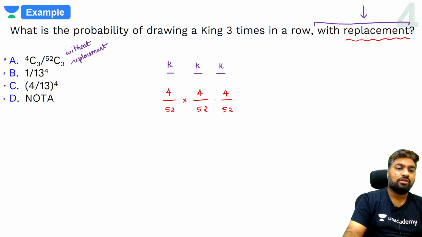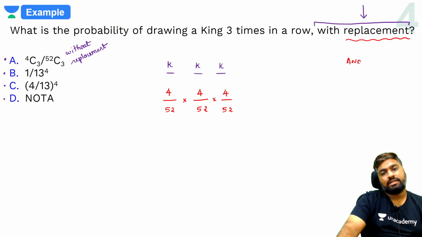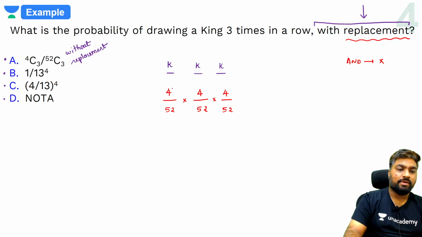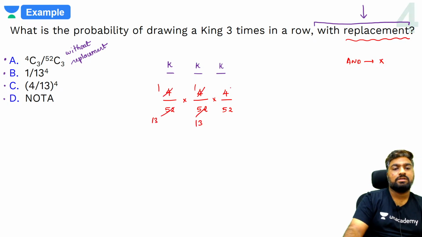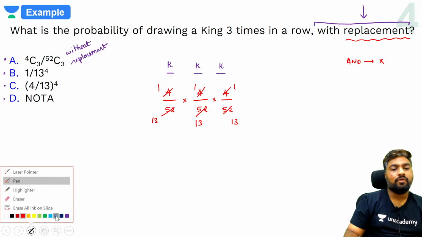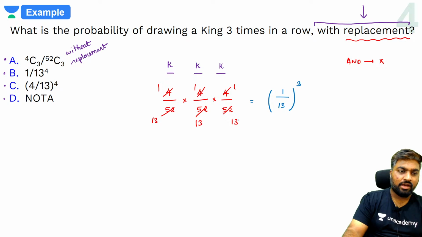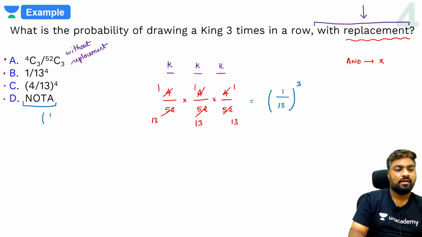Because I want first card to be king and second card to be king and third card to be king, I will be multiplying this. So how much is this? This is 1 upon 13, this is also 1 upon 13, this is also 1 upon 13. So somebody who said 1 upon 13 to the power 4, very close. What's the answer? 1 upon 13 cube. Got it? So what's our answer? None of the above. The answer is 1 by 13 power 3.